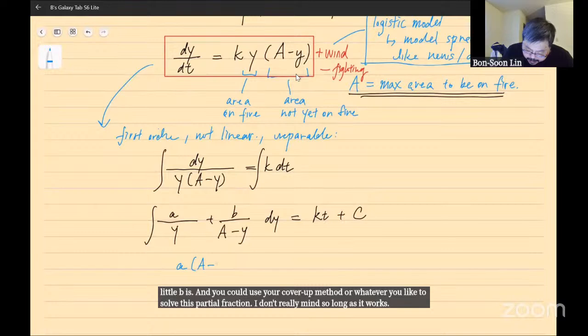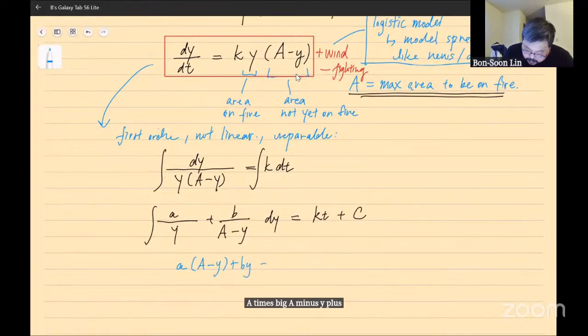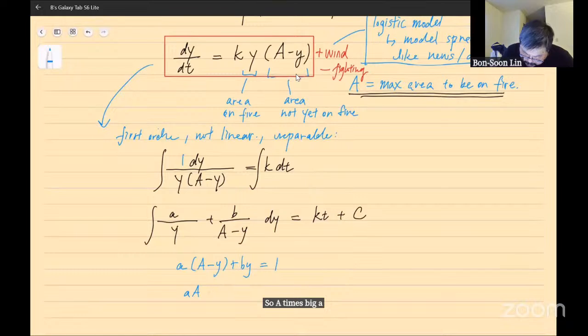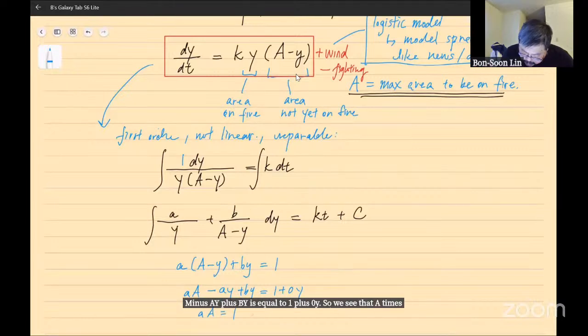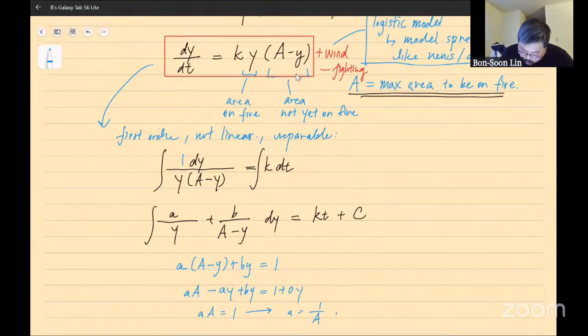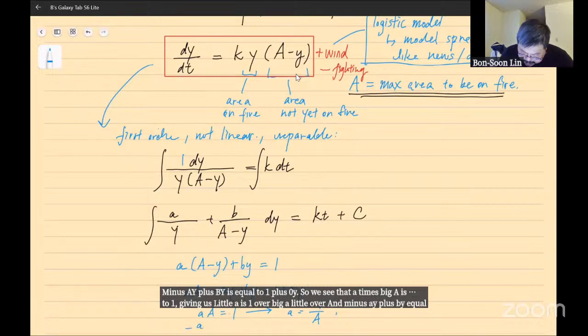a times (big A minus y) plus b times y is equal to the constant 1. That's the numerator here. So a times big A minus a y plus b y is equal to 1 plus 0y. So we see that a times big A is equal to 1, giving us little a is 1 over big A, and minus a y plus b y equal to 0, that just means minus a plus b is equal to 0. So a is equal to b. So b is equal to 1 over big A.